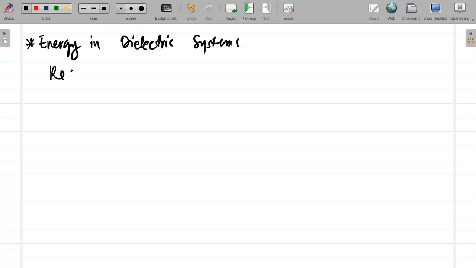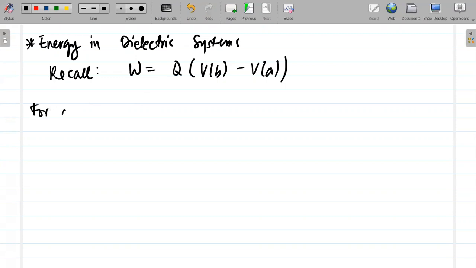Now, class, recall the work or energy needed to assemble the charges. That is the charge Q times the potential from your initial position B minus the potential from your initial position A. Usually this is infinity. Anyway, for a point charge dq, dW equals V dq.